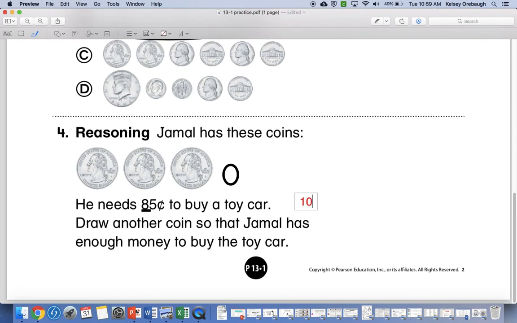Let's see if I can make this work. Not perfect, but I can't draw a dime here perfectly, so we'll make that work. Let's count just to be sure. Quarters are worth 25, 25, 50, 75. If we add 10 more cents or a dime, we now have 85. Jamal needs 1 more dime to buy the toy car.